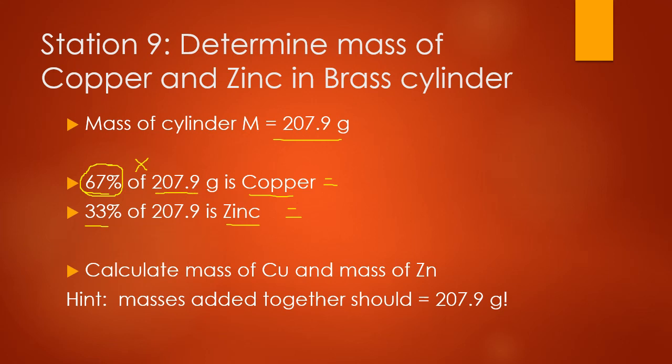When you do calculate the mass that is just copper and the amount that is just zinc, keep in mind that the masses added together should equal 207.9 grams. If they do not, something went wrong.